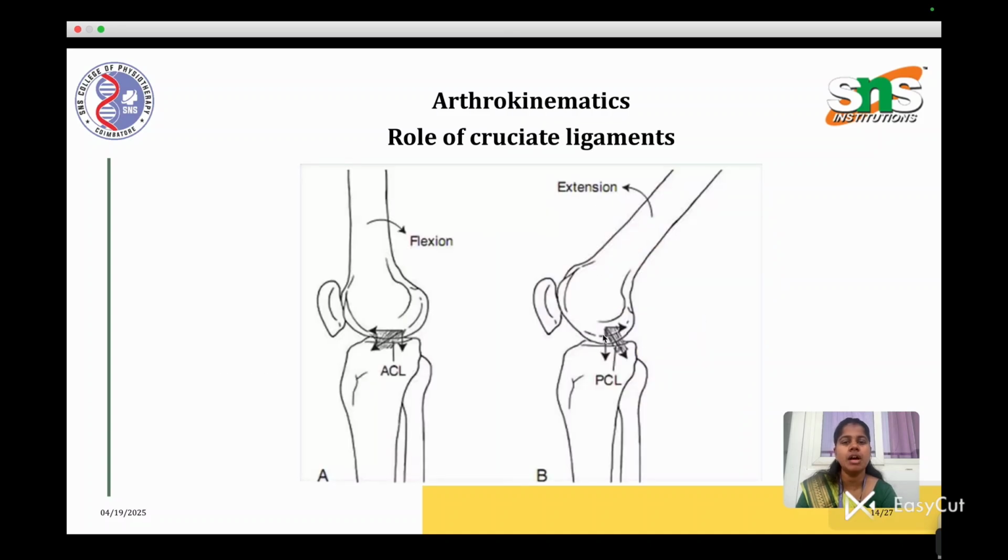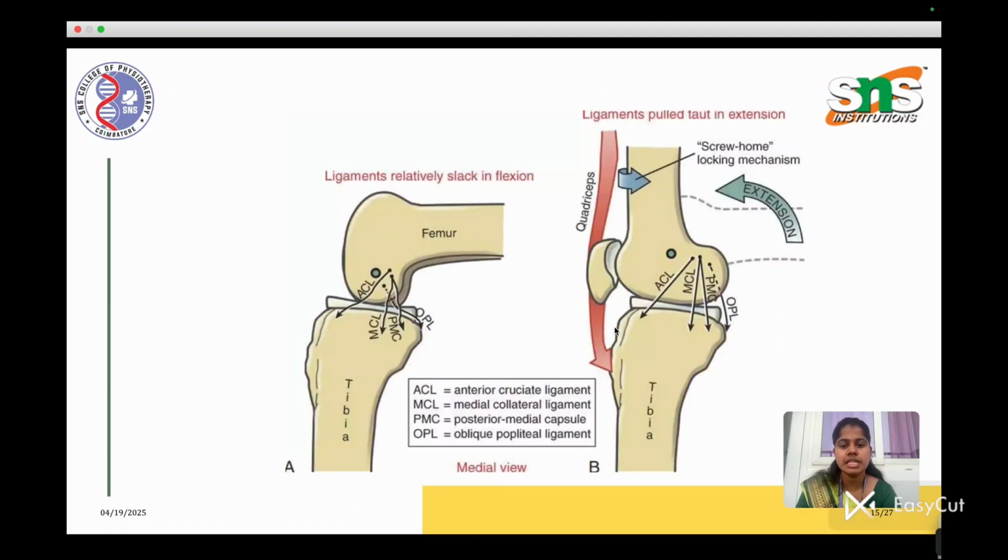And this is nothing but the role of the cruciate ligaments in flexion and extension, that is ACL and PCL. These are the ligaments, that is the anterior cruciate ligament, medial collateral ligament, posterior medial capsule, and oblique popliteal ligament, which is being viewed in the medial view.